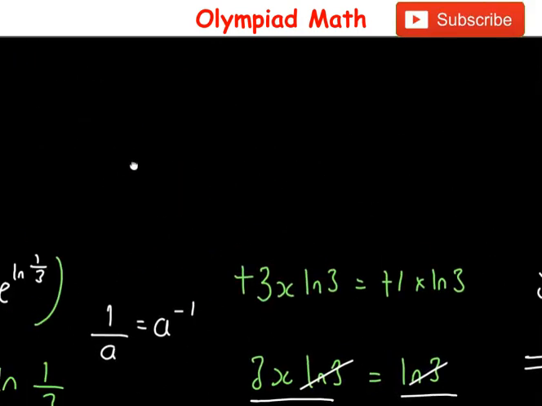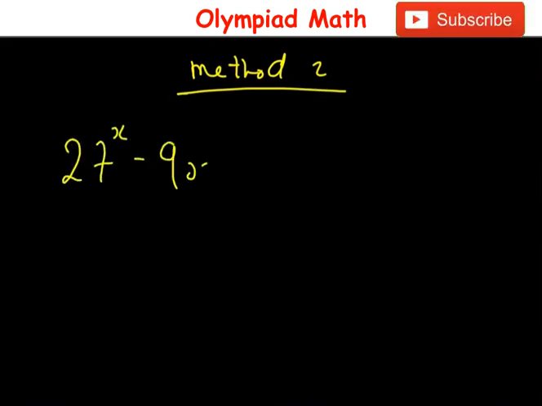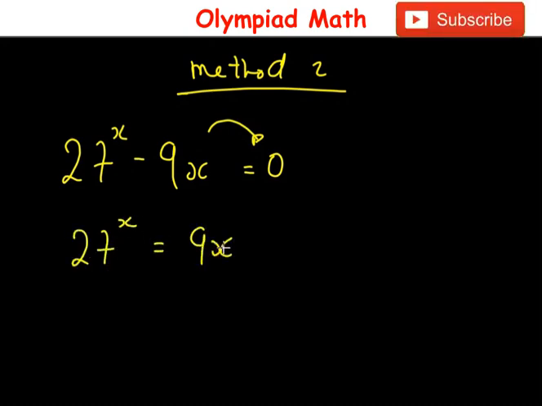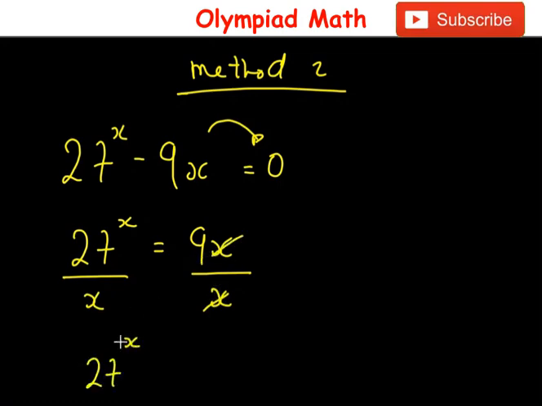Now, for the second method, method 2, we have the equation 27 raised to power x minus 9x, and this equals 0. Move minus 9x over to this side. This becomes 27 raised to power x equals 9x. Then we're going to divide this equation by x, x will divide x. We have 27 raised to power x equals 9, and this is being divided by x.